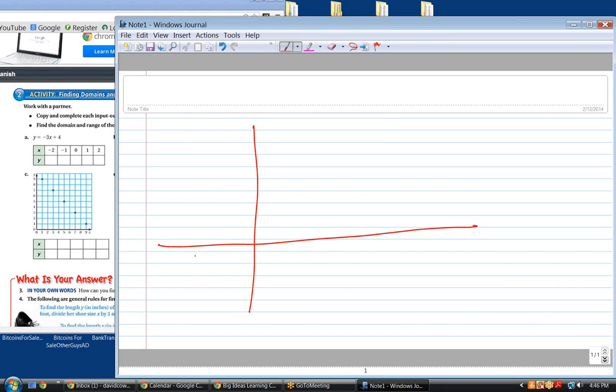So we have x values at minus 2, minus 1, 0, 1, and 2. Our y value is going to be determined by this function here. So if I fill out this table, when x is minus 2, what is y? So if x is minus 2, you get negative 6 plus 4, y equals minus 2.